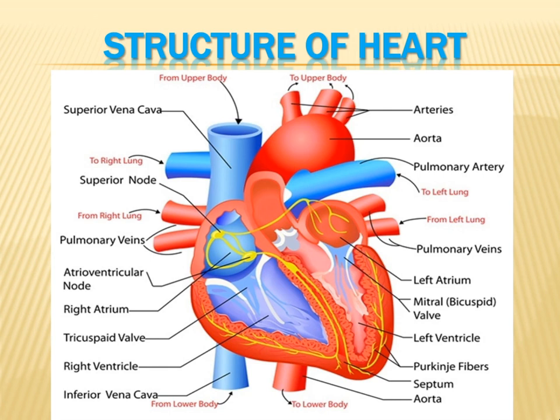And then the oxygenated blood and the deoxygenated blood are divided by the septum, and the oxygen is received from the left lung and from the right lung, so that the deoxygenated blood can move to the right lung. This is the total structure of the heart. Hope you have taken the screenshot. We will be discussing the functions of the heart as well. So let's move to the next slide.